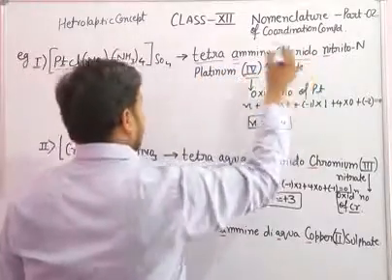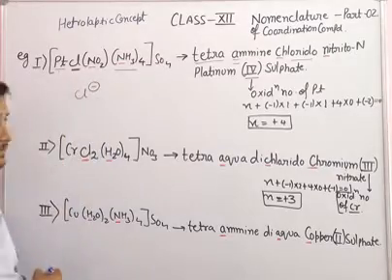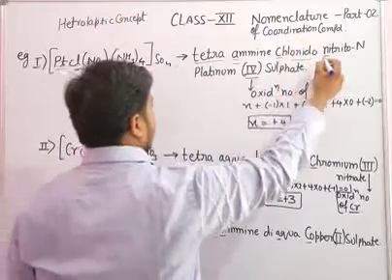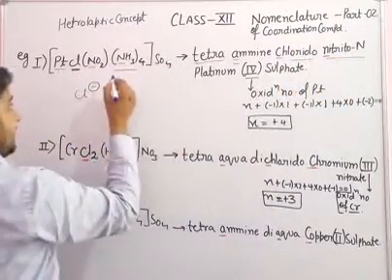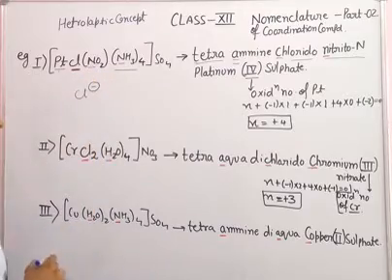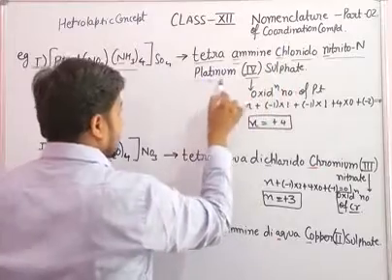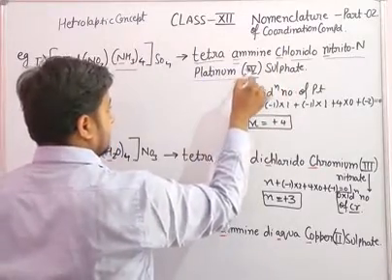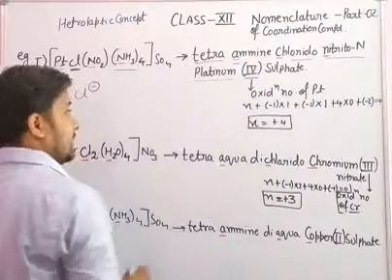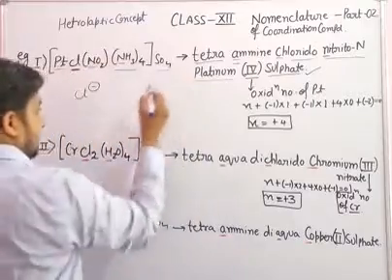Tetraamine chlorido, because this chlorine is behaving like a negatively charged species, so we will use chlorido. Tetraamine chlorido, nitrito N. N indicates this nitrogen is the donor atom of this NO2. Then tetraamine chlorido nitrito N platinum, the name of the central metal atom. Then in Roman numerals we will write the oxidation number of the central metal atom, and then at last the counter ion, that is sulfate.